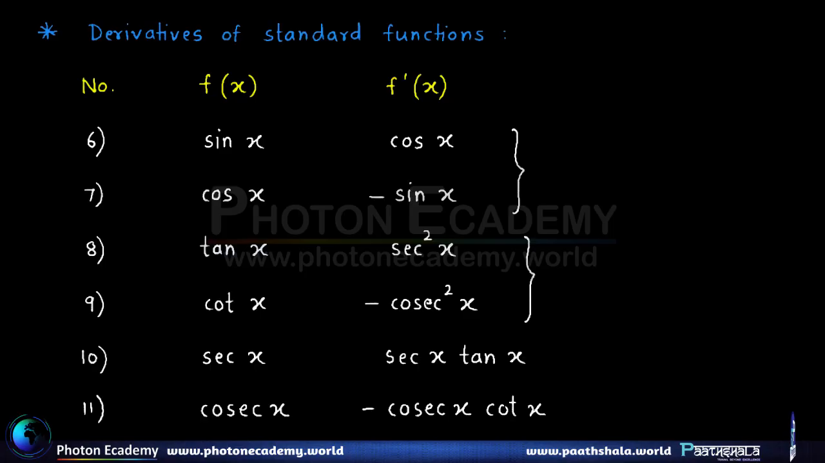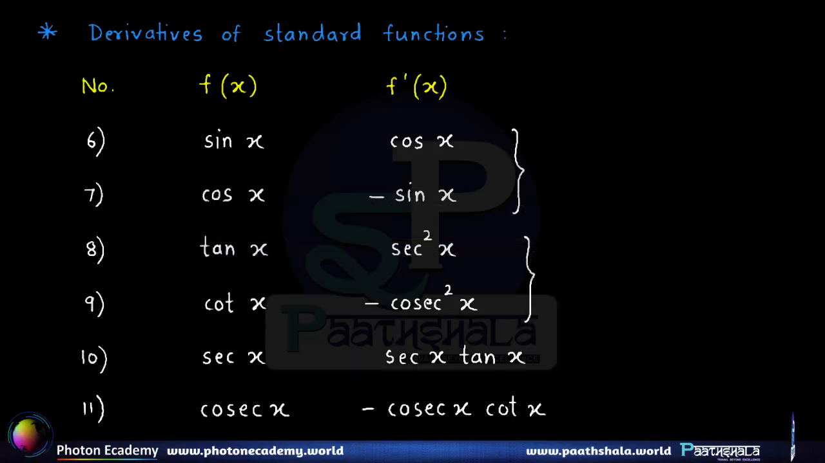And lastly, the derivative of sec x is sec x tan x, and the derivative of cosec x is minus cosec x cot x. So again we see some pattern in all of this, and that's how we remember the derivatives of these functions and use them directly.